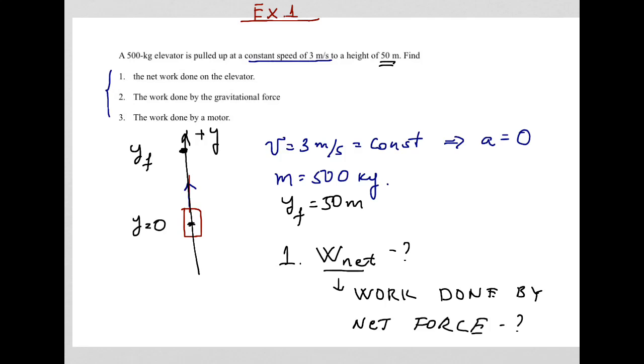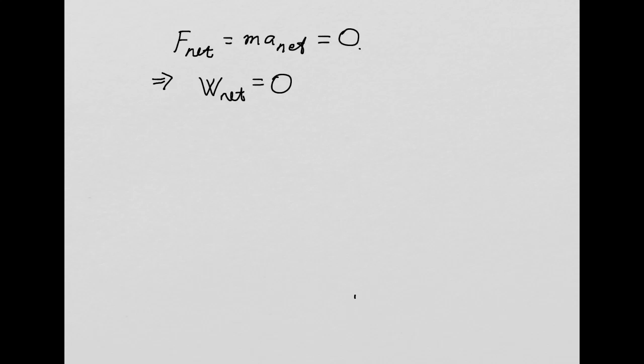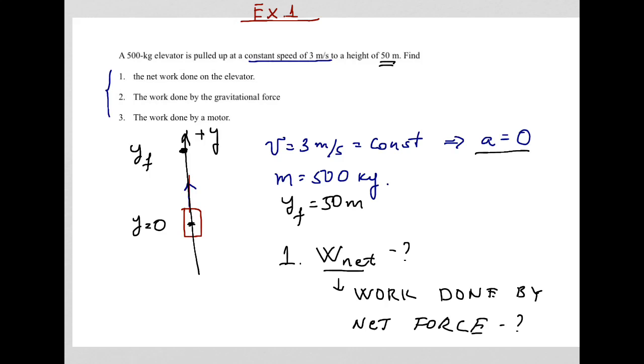Net force is given by your Newton's second law, the usual. So F net is going to be m a net, and guess what? Our acceleration is 0, so that means net force is 0. If net force is 0, then W net is also going to be 0 joules. First part is as simple as this one. Secondly, the work done by the gravitational force.